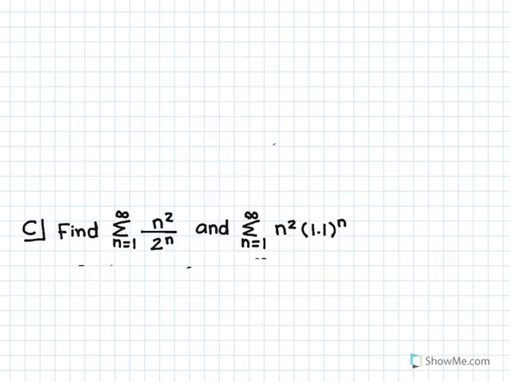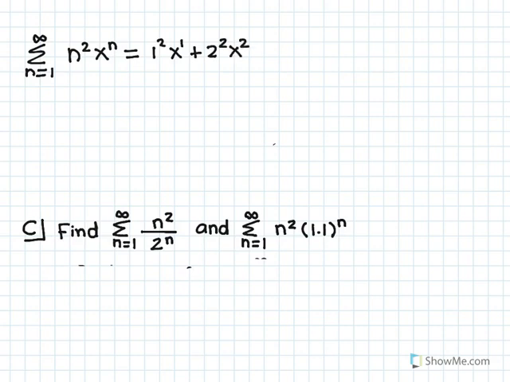All right, so what we have found is summation n equals 1 to infinity n squared x to the power of n. Let's expand this out. Plug n equals 1, we get 1 squared times x to the power of 1, plus n equals 2, we get 2 squared x squared. Plug n equals 3, we get 3 squared x to the power of 3, and so on.